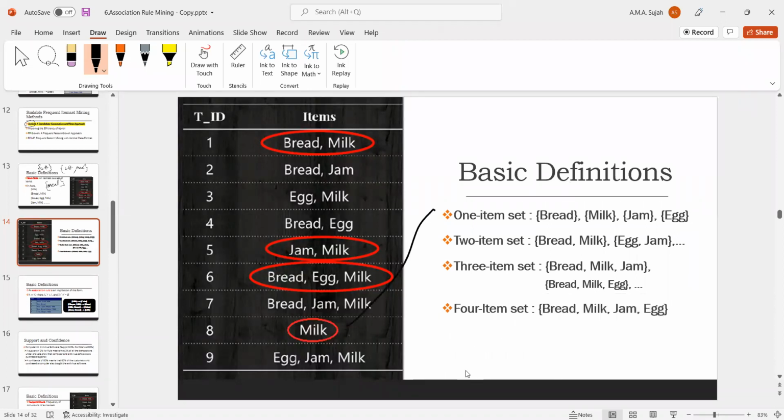This is a one item set. This is a two item set. This is also a two item set. This is a three item set. There are no four item sets here.